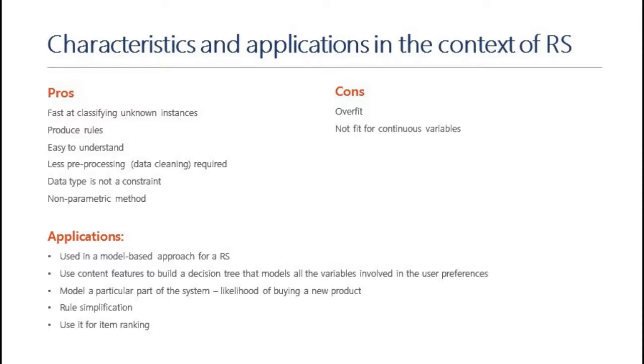A similar approach combining decision trees and association rules is used for just simplifying the recommendation rules. We can use decision trees in recommender systems for item ranking as well.